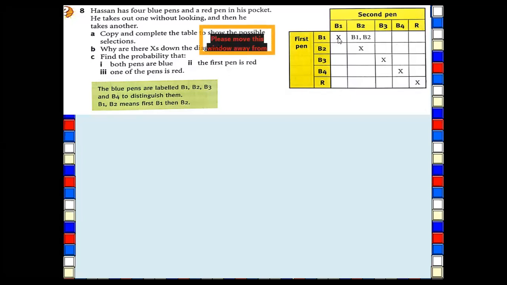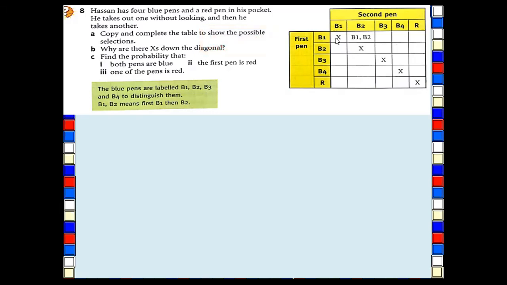Why did we put X here, Tala? Because we can't pick B1 twice. Yes, if you choose blue number one the first time, you can't choose it the second time. It's like four blue pens, and every one has a number on it. If you choose the blue pen that's marked with number one, you can't choose it again because you took it already. Okay, the second column, B1 B2, then X, same thing since we can't have B2 with B2.